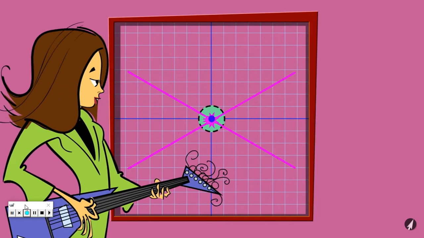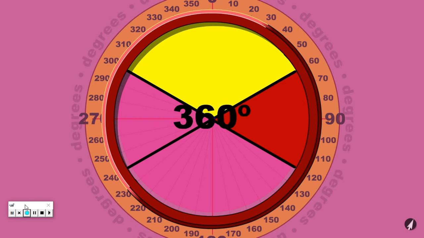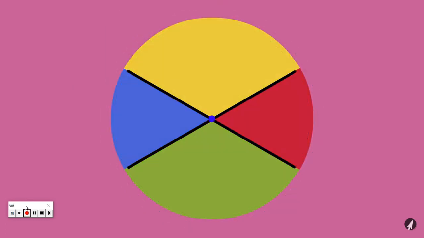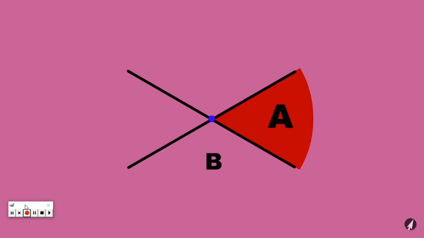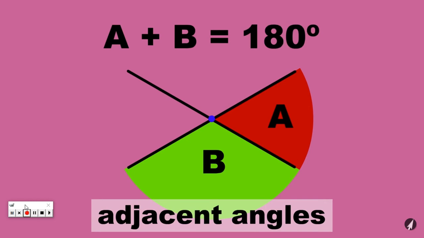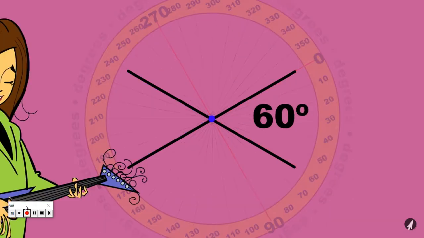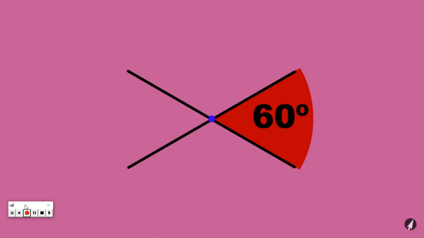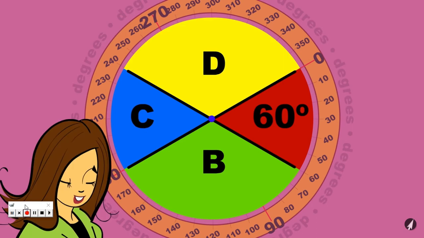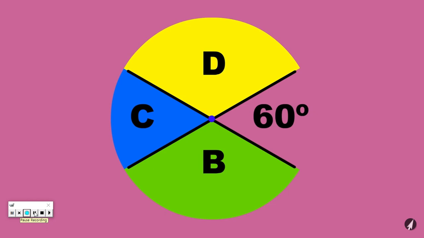When two lines intersect, all four angles add up to 360 degrees. Two side-by-side angles called adjacent angles add up to 180 degrees. Opposite angles are equal, and if you know the degrees of any one angle, you will be able to calculate the degrees of the other three angles.